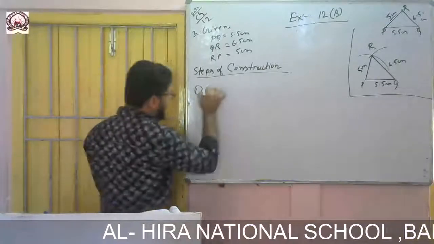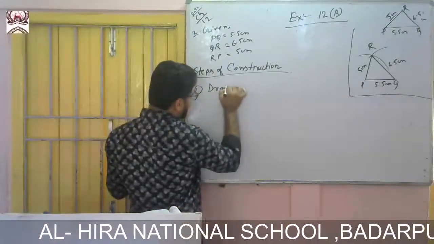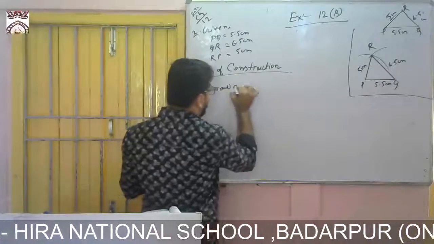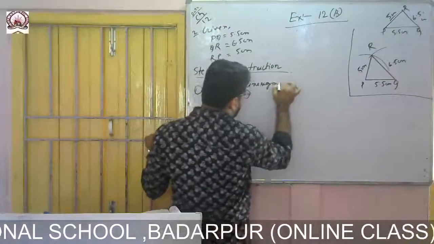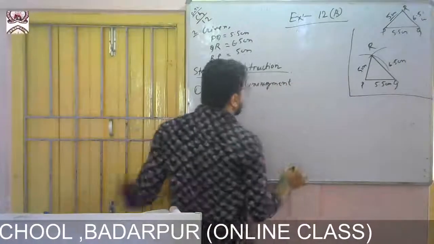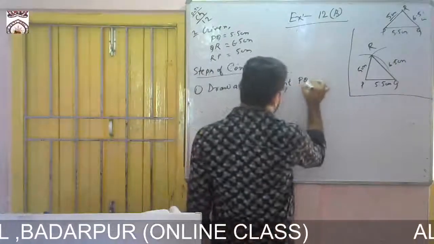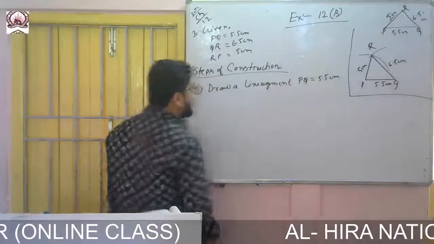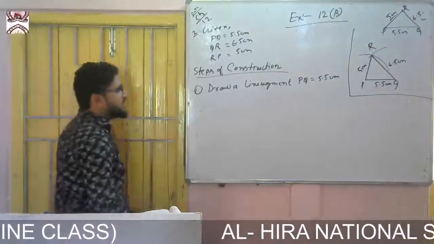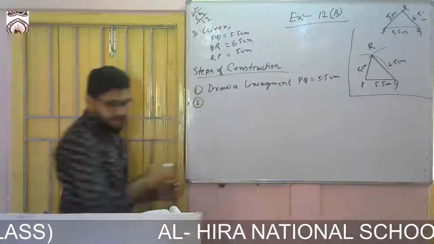Draw a line segment PQ equals 5.5 centimeter. Number 2.